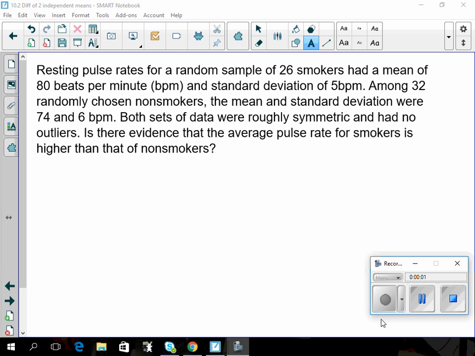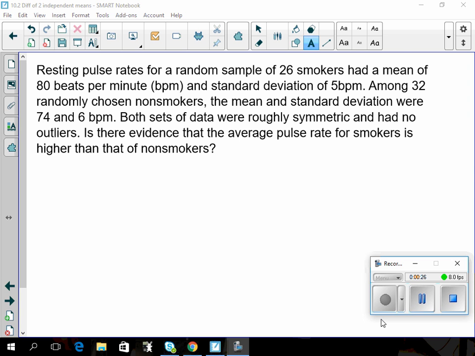When you read this particular problem about smokers and their heart rates, tell me why this is not matched. Two totally different populations. Why could it not be a matched situation? Perfect. You can't be a smoker and a non-smoker at the same time. It doesn't make sense. You have to have two totally independent situations here. So this is going to be a two-sample t-test.